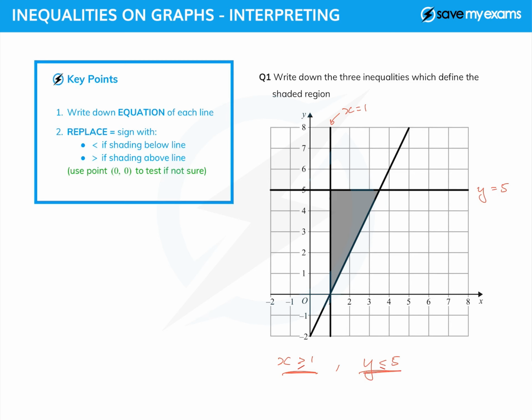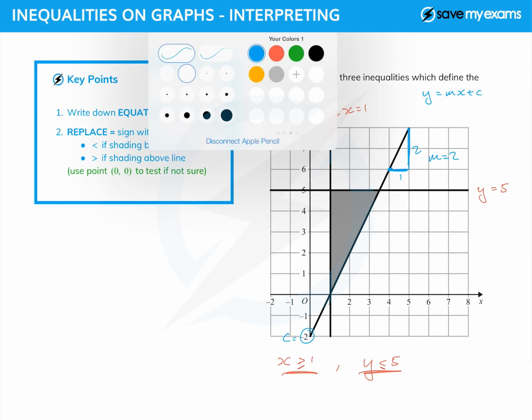Now what about this other line, the third line, this one that goes up here? Well, we know that our general equation of a line is y equals mx plus c, where m is the gradient and c is the y-intercept. As I say, have a look at the other tutorials if you're not sure about that. Well, the y-intercept is down here at -2, and the gradient is, for every 1 you go across, how many do you go up? Well, I go 2 up, and that's the same all the way along the line. So the gradient is 2, and the y-intercept is -2.